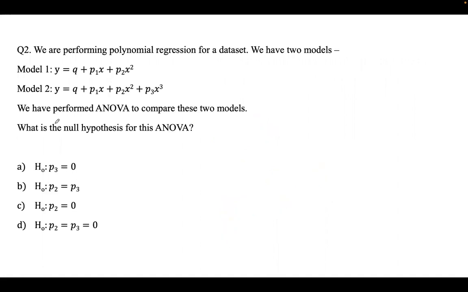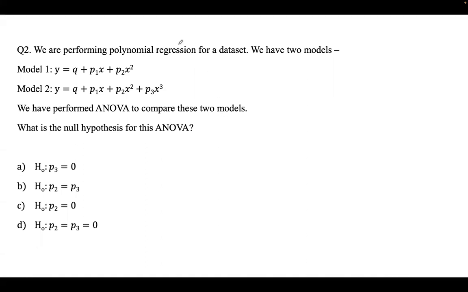So you are performing a polynomial regression for a data set, and you have these two models, just like the one that we discussed in R. So it can be either quadratic or it can be cubic. And you would like to perform ANOVA to test which of the models is correct. What is going to be the null hypothesis? So is P3 0? Are P2 and P3 equal? Is P2 0, or are both P2 and P3 0?